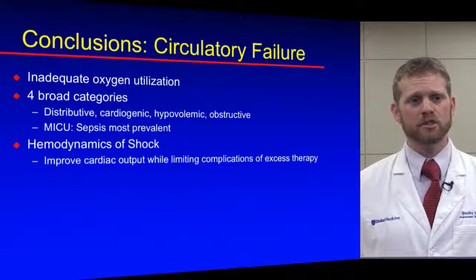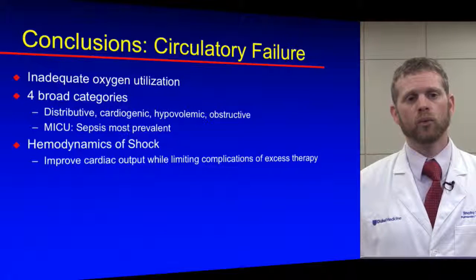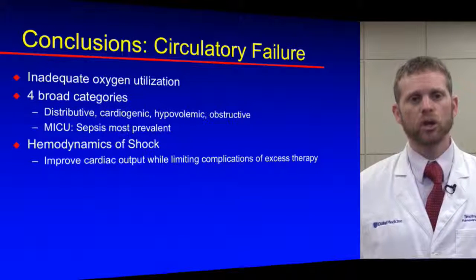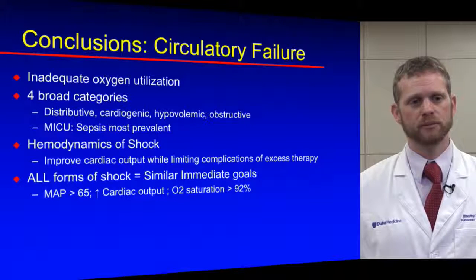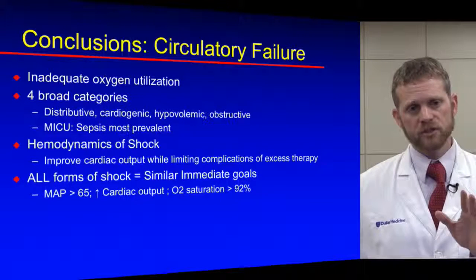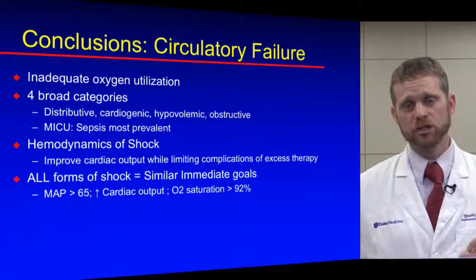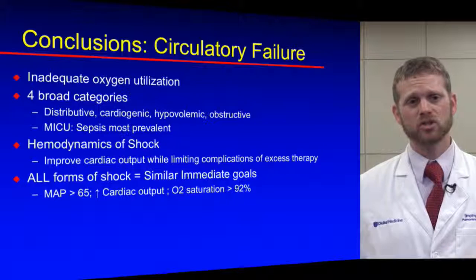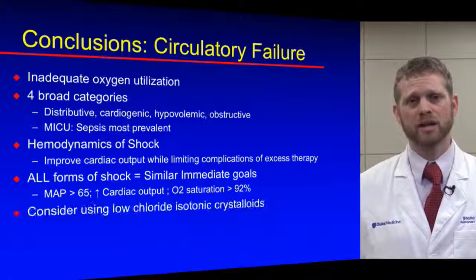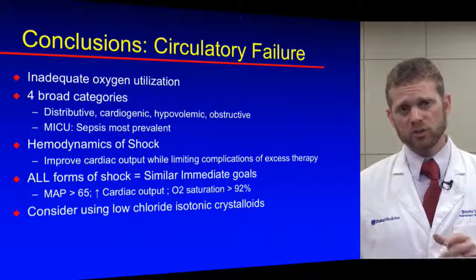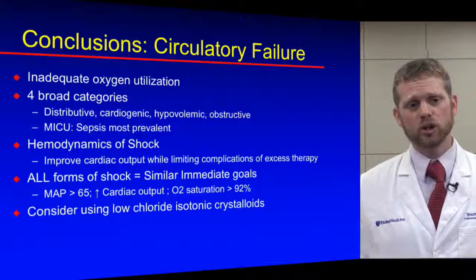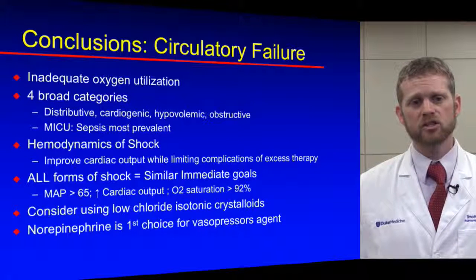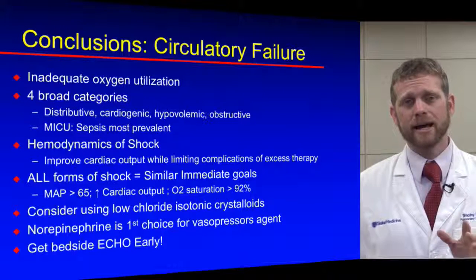As far as the hemodynamics of shock, you always want to think about ways to improve your cardiac output and your venous return, while limiting complications of excess therapy. All forms of shock have similar immediate goals. Get the mean arterial pressure greater than 65, get your cardiac output up so you have better oxygen delivery, keep your oxygen saturations greater than 92%. As far as fluid resuscitation, I'd urge you to consider low chloride isotonic crystalloids. Norepinephrine is the first choice vasopressor agent, and get a bedside echo.